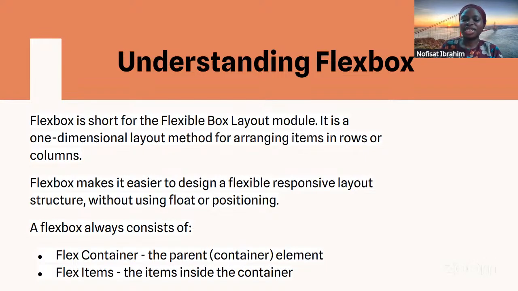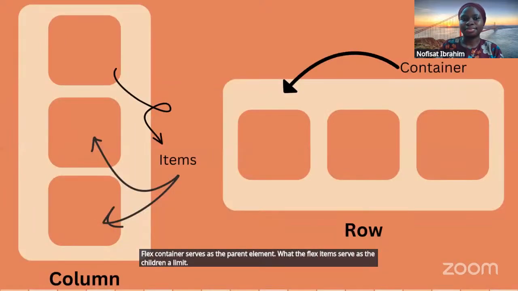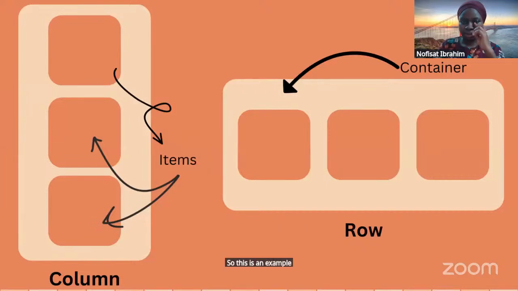The flex container serves as the parent element, while the flex items serve as the children elements. So this is an example of what it is. The cream colored background is the container, while the brown colored box is the flex item.